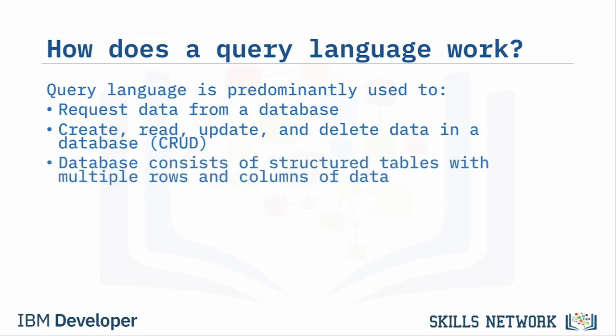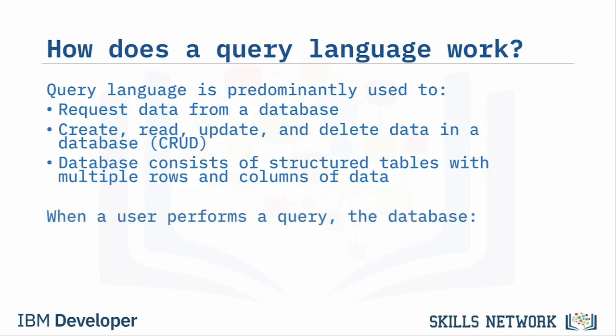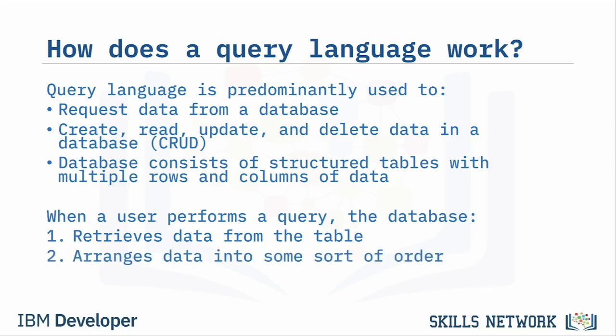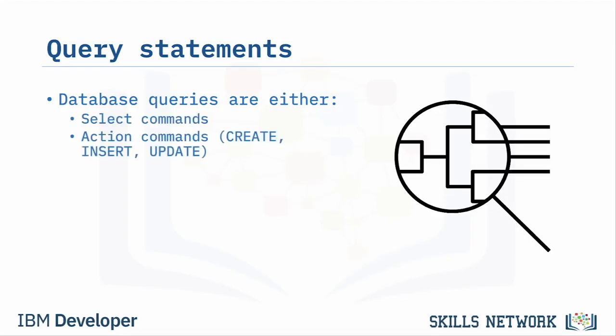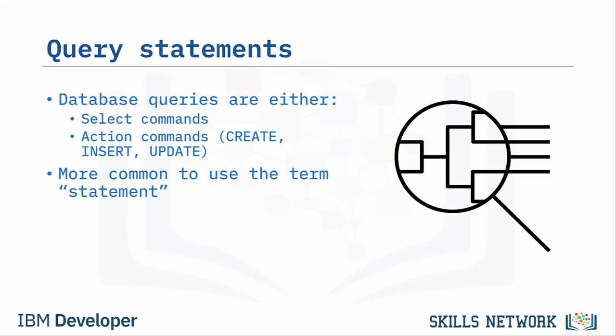And a database typically consists of structured tables made up of multiple rows and columns of data. When a user performs a query, the database retrieves the data from the relevant rows and columns in the table and arranges it into some sort of order ready to be returned and presented in the query results. Database queries are either a select command or an action command such as create, insert, update, or a mixture of both. The term statement is more commonly used to describe these commands.